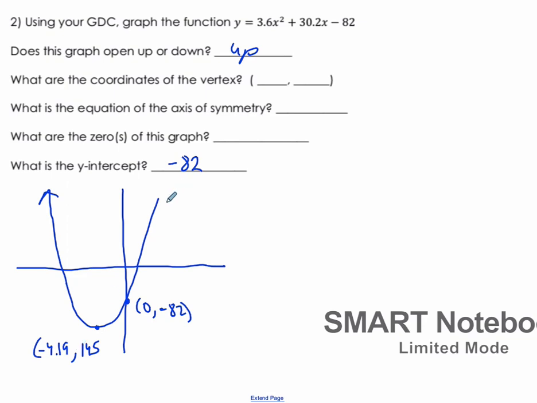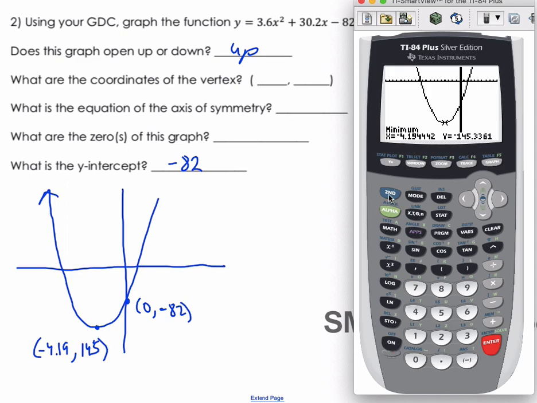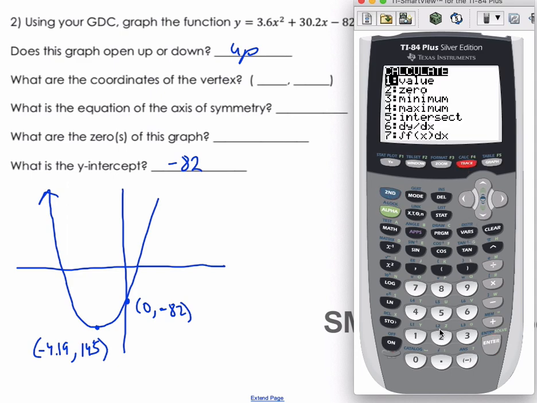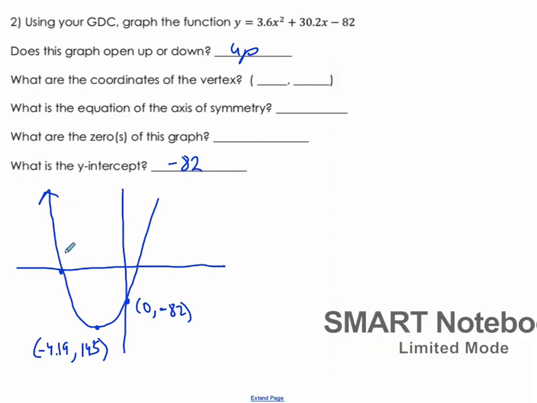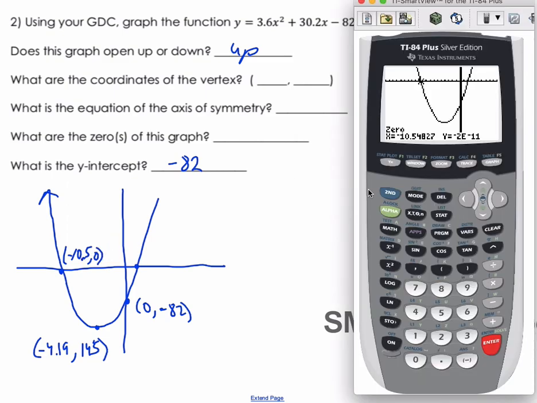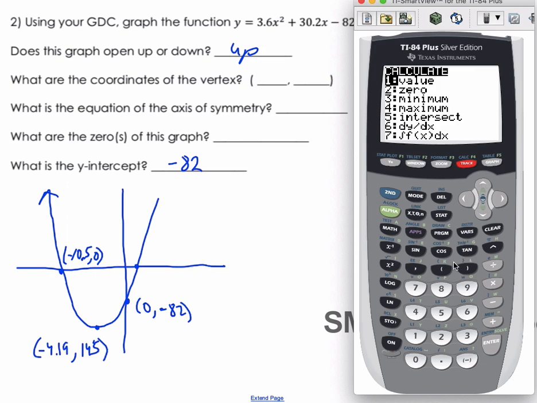Okay, so that's the vertex. Then we need to get the x-intercepts, also called the zeros of the graph. So we'll go second, calc, 0. And we go over to this one here, and we go to the left of it on the cursor. Enter, go to the right, enter, and for the guess, go right onto it, and we get negative 10.5, negative 10.5, comma 0. And the other one we have to do the same procedure, second, calc, and then 0, number 2.